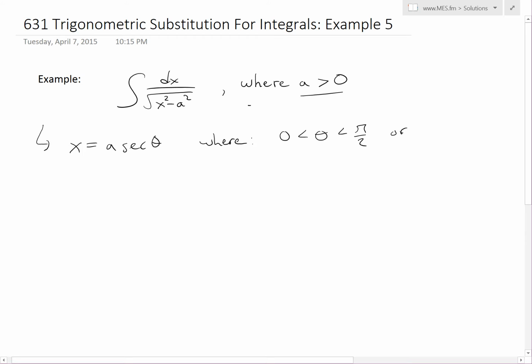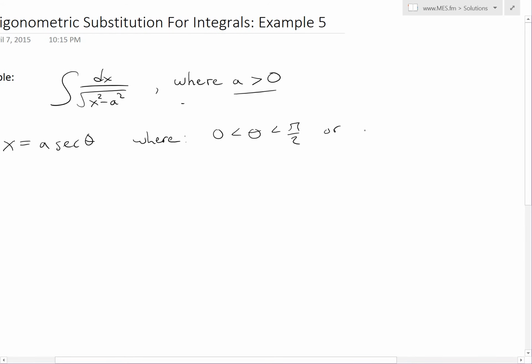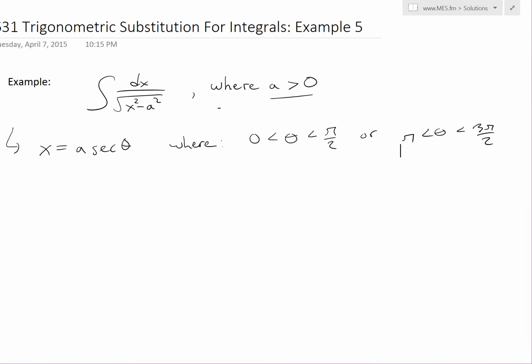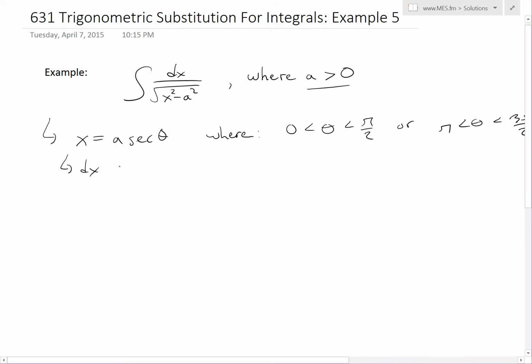And then the second part of the domain for the secant is theta less than 3 pi over 2 and greater than pi. Again, it's not greater than or equal to, it's just greater than, so you can't have it equal to pi because of this 1 divided by 0 scenario that you get. So when we do this, now we solve the differential, the derivative of this part, so dx equals a times the derivative of secant theta, like I showed in my earlier video, this is just secant theta tan theta, and now we have to put the differential d theta there.